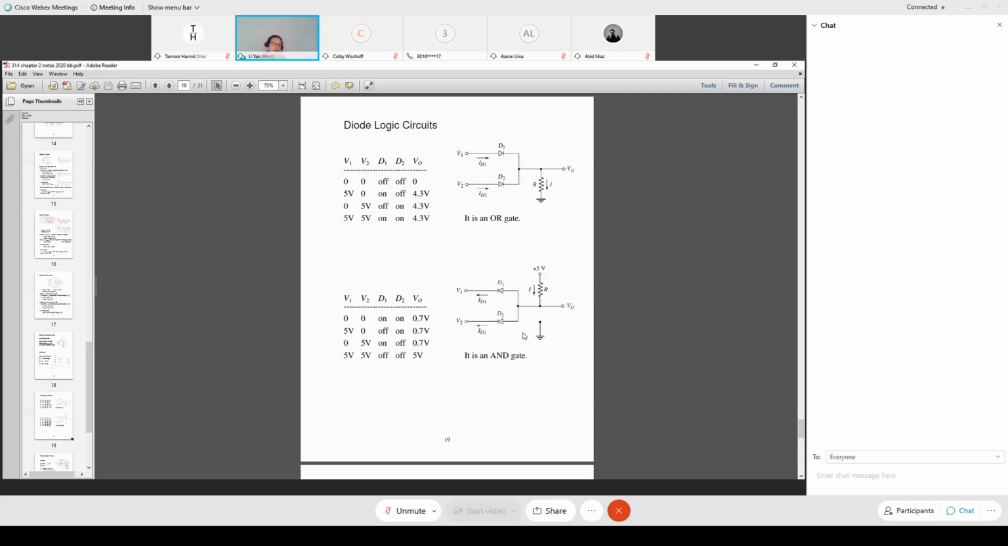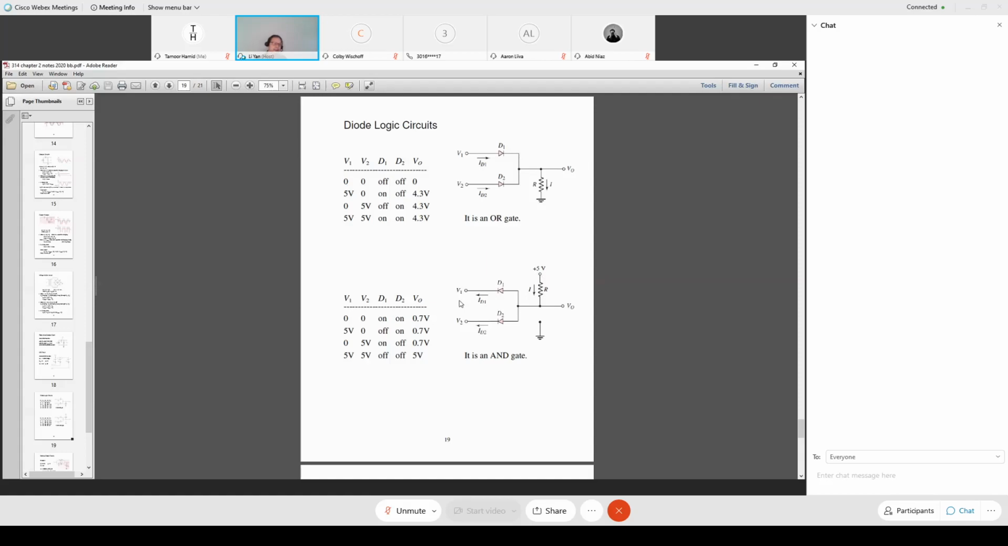The second example also uses two diodes. However, we flip the direction of the diodes, and on the triangle side of the diode, we connect through a resistor to a 5 volts power supply voltage. V1 and V2 are still the control voltages. In this truth table, we list the control voltages from 0 volts to 5 volts again.